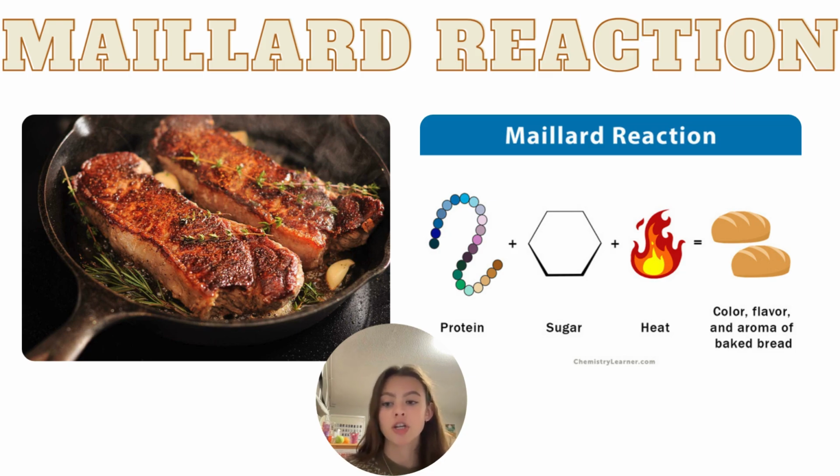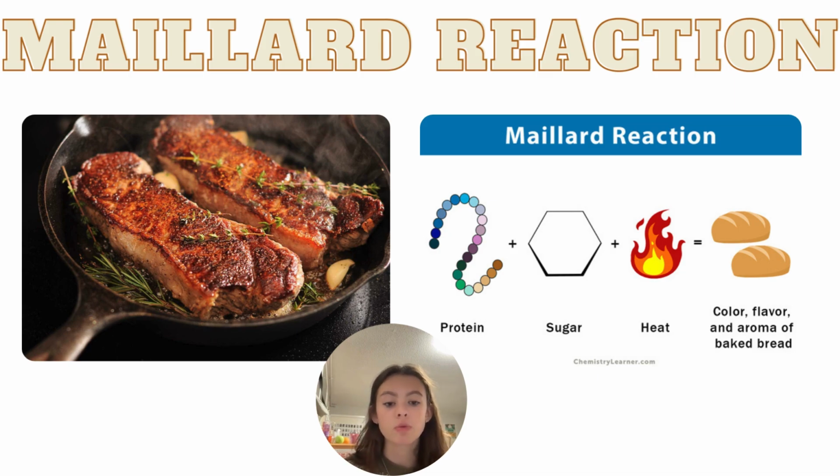So the Maillard reaction occurs between the amino acids in proteins, and amino acids are the monomers of proteins, meaning they're the building blocks of it, and also a reducing sugar from a carbohydrate. It happens when compounds break down and then form new ones, which lead to unique properties. So the result is unique flavors, smells, and colors.